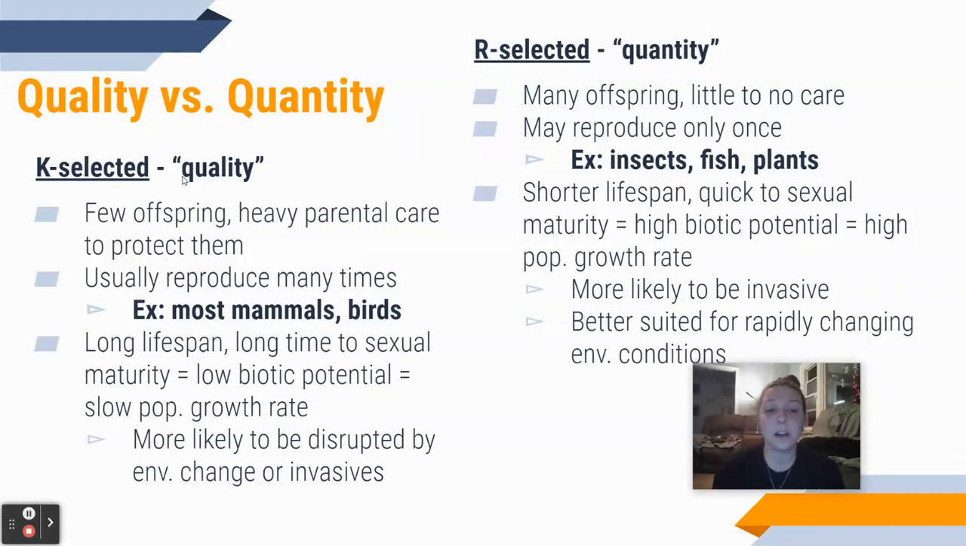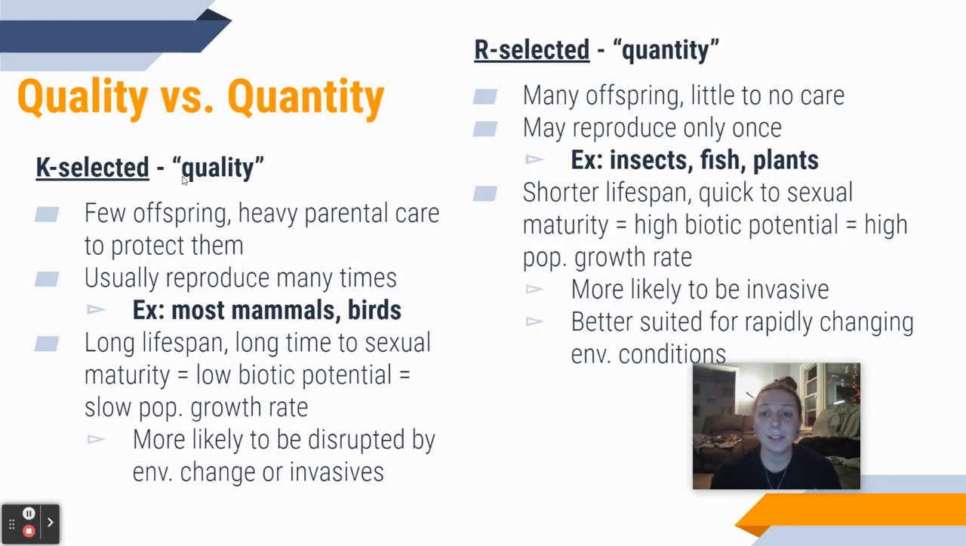So, if there's some kind of environmental change or some kind of invasive species, it's harder for them to rebound from that because it takes them so much longer to build up their population size because they have a few offspring at a time and they spend a lot of time raising that offspring.